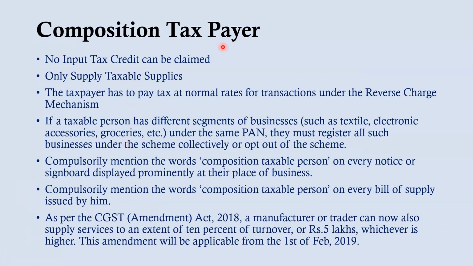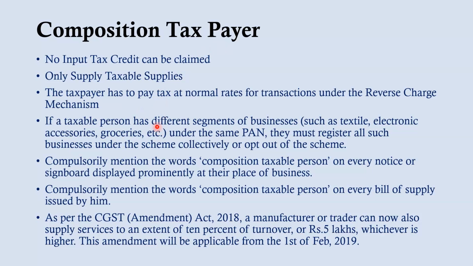Now coming to the next part, that is the composition taxpayer. What is the composition taxpayer part? Whoever opts for the composition scheme will be called a composition taxpayer. Here, no input tax credit can be claimed by those persons, considering only the taxable supplies. Here, one has to pay the taxes at the normal rates when he goes through the reverse charge mechanism.